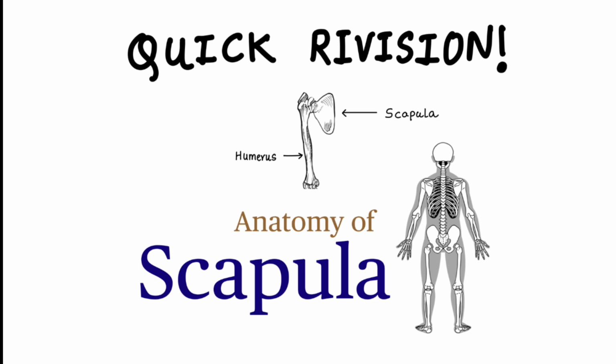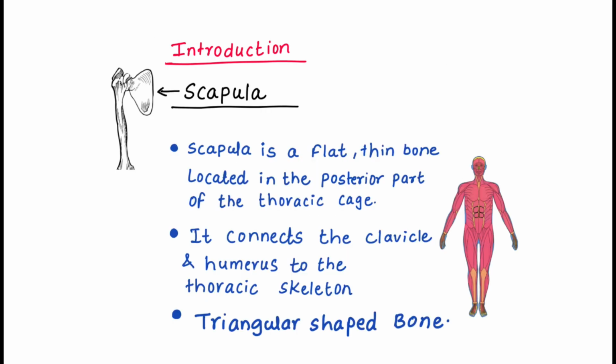In the last two sessions, we have already seen and revised the names of bones and the clavicle bone. Now, today we are going to revise the bone which shares its relation with the clavicle. So, today we are going to revise the scapula bone. The scapula is a flat, thin bone located in the posterior part of the thoracic cage. It connects the clavicle and humerus to the thoracic skeleton, and it is triangular in shape.